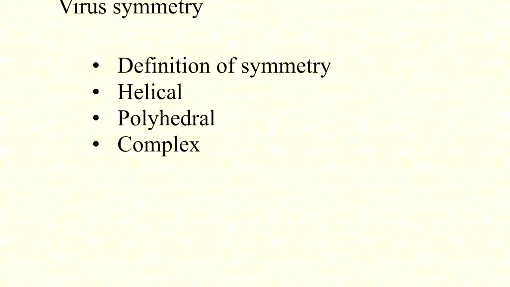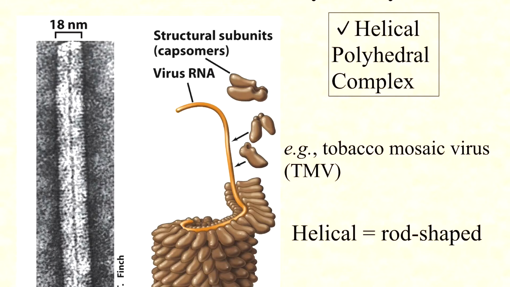One of those three is far more common than the others, and so we're going to talk about some of those trends. We're going to look at those structures. We're going to define symmetry. So three main symmetries: helical, polyhedral, and then complex.